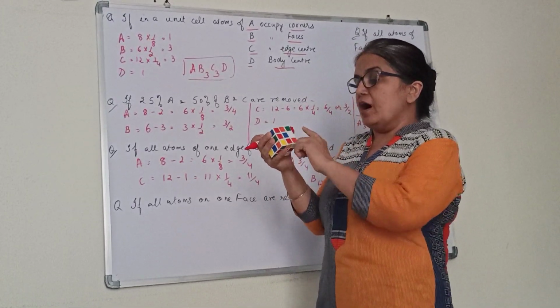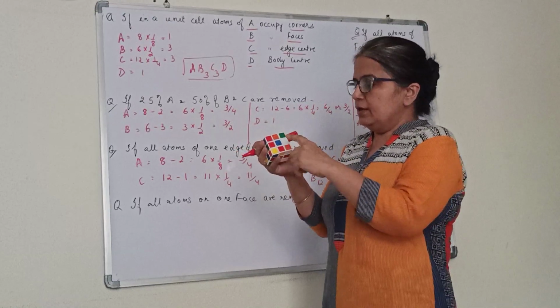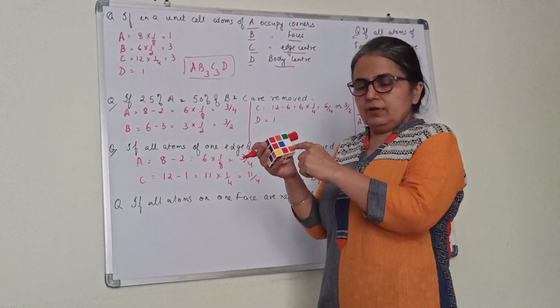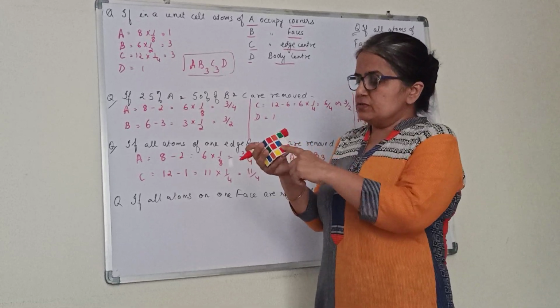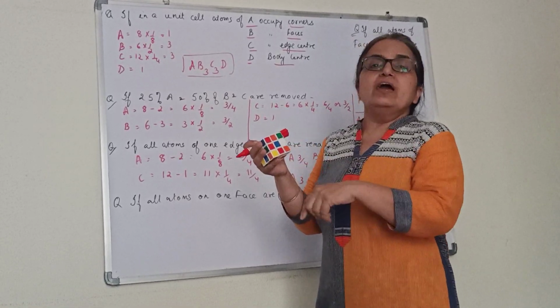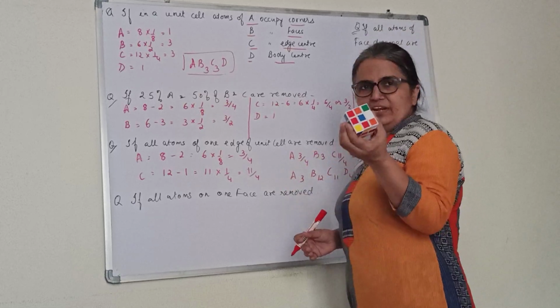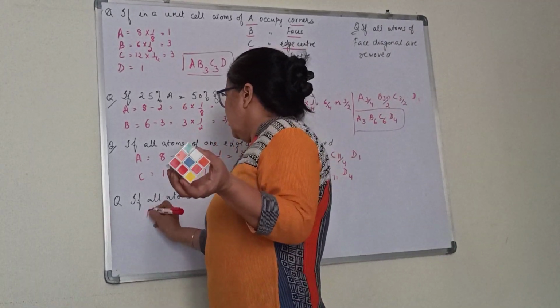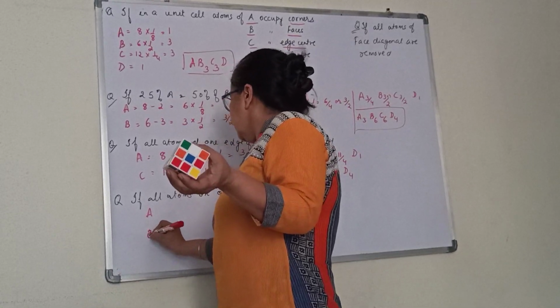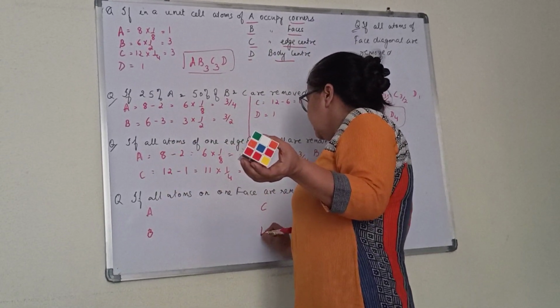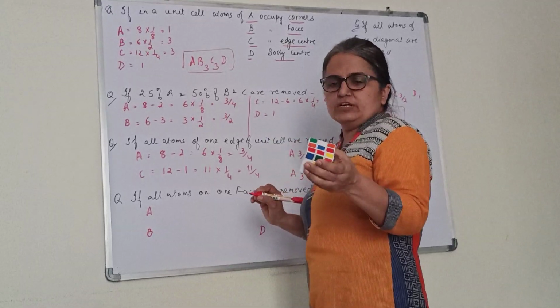Now, if all atoms of one face are removed, this is one face. One face means how many atoms are removed? You can see. There are corners removed. There is one face center removed. There are 4 edges also removed. So let us see how many are removed. A is removed. B is also removed. C is also removed. D is not removed.